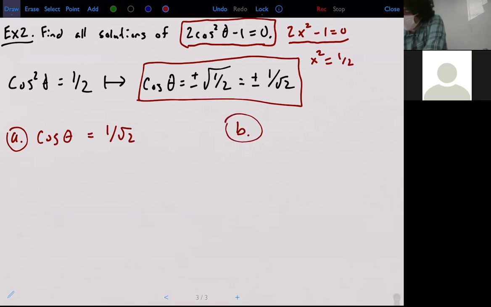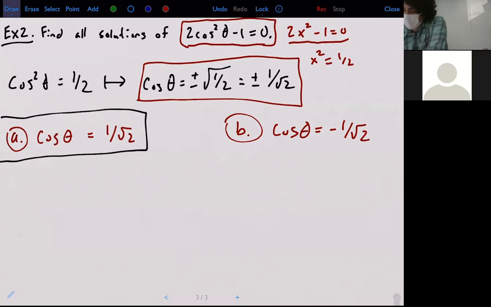And in part B, we need to go ahead and solve cosine of theta is equal to a negative 1 divided by the square root of 2. So we'll go ahead and solve part A real fast. Again, cosine of theta is positive in the first quadrant, but now it's also positive in the fourth quadrant.